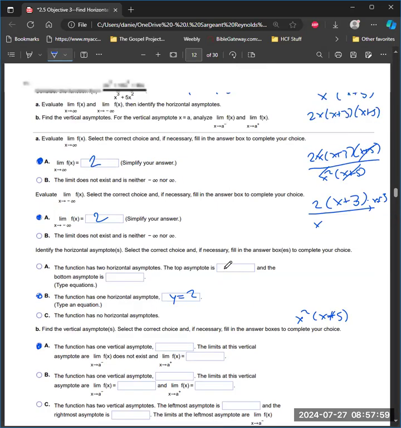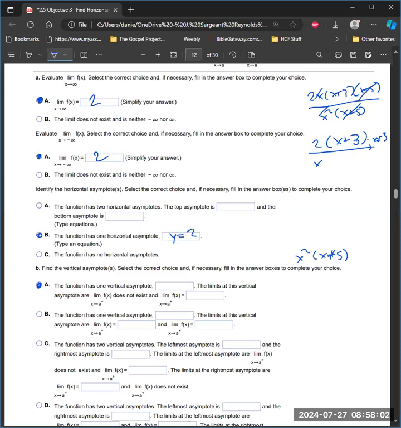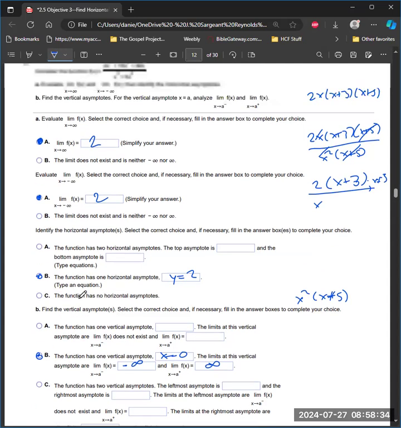And as I get close, looking for the option that says, yeah, this one, B, x equals 0. And as I get close from the left, I go to negative infinity. As I get close from the right, I go to positive infinity. All right.